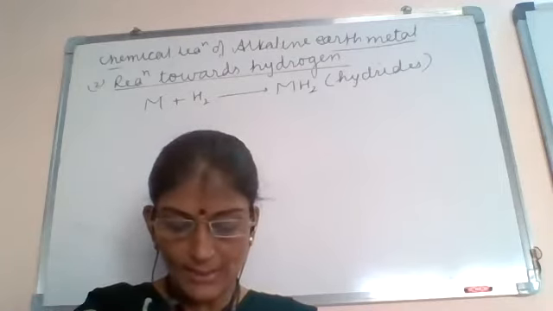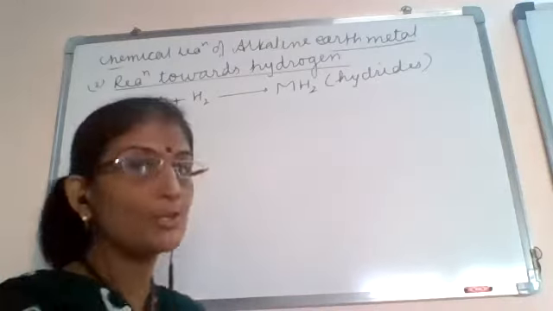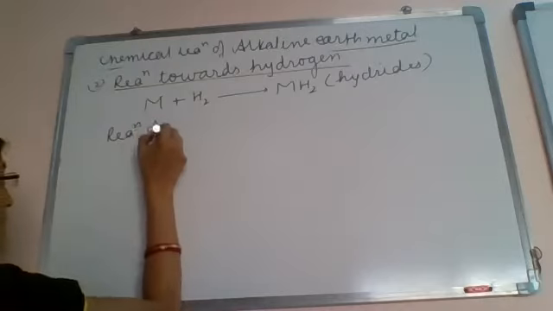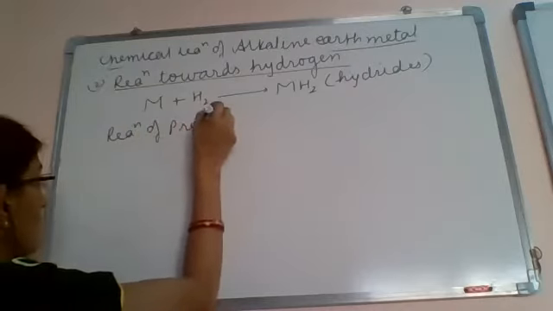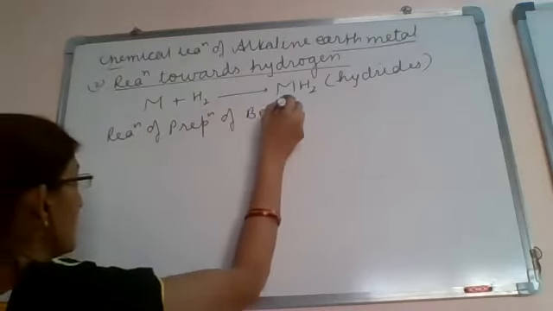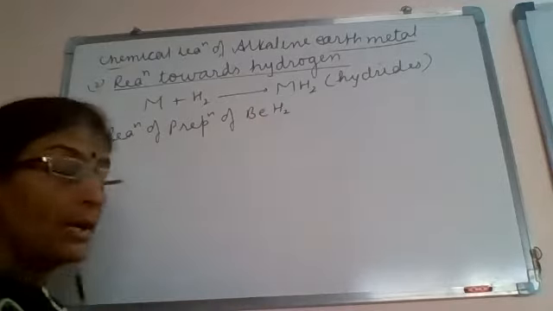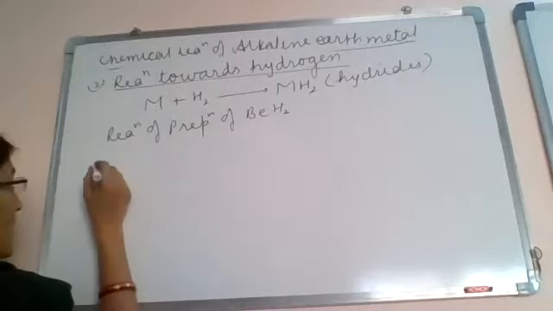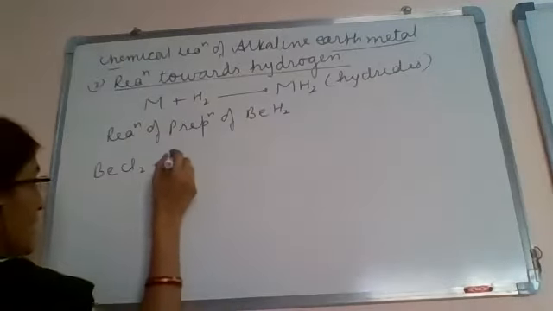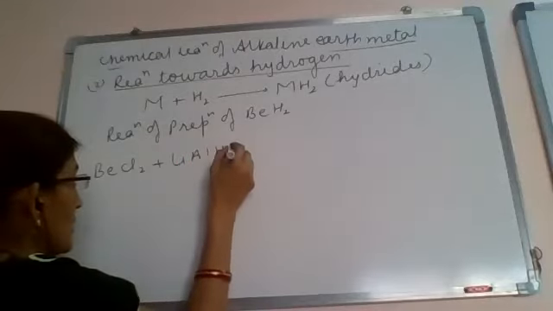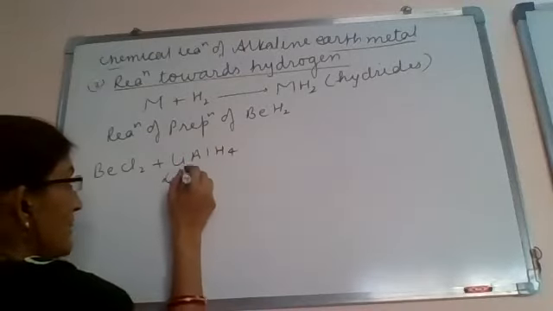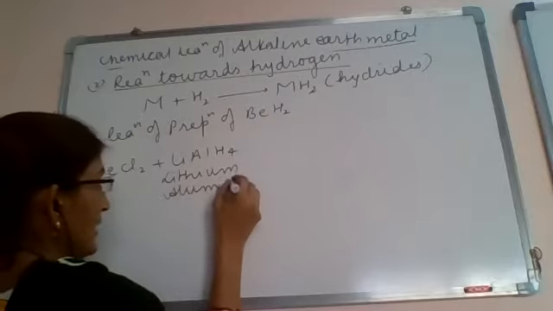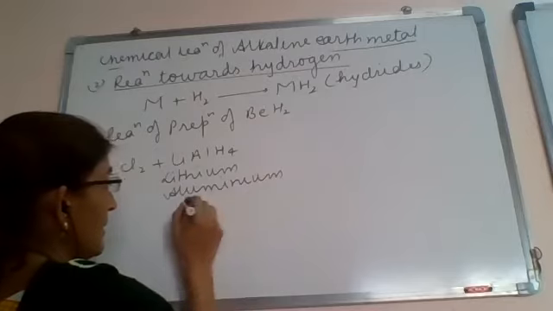BeH2 को कैसे बनाते हैं? लिखो method of preparation of BeH2. Reaction of preparation of BeH2, beryllium hydride. कैसे बनाएंगे इसको? It is prepared from beryllium chloride and lithium aluminium hydride. BeCl2 when treated with LiAlH4. इसका नाम है lithium aluminium hydride.